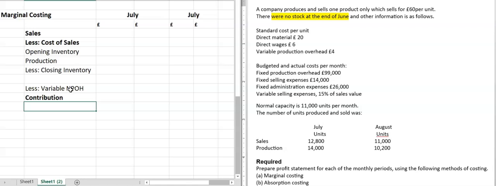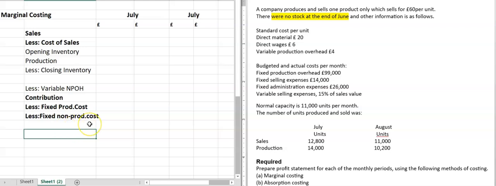Right. Then after that, what you can do, you can less fixed production cost and fixed non-production cost. Right, so you less both of them. Then finally you will arrive at the net profit.